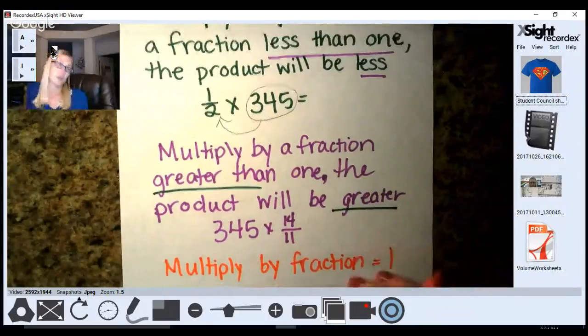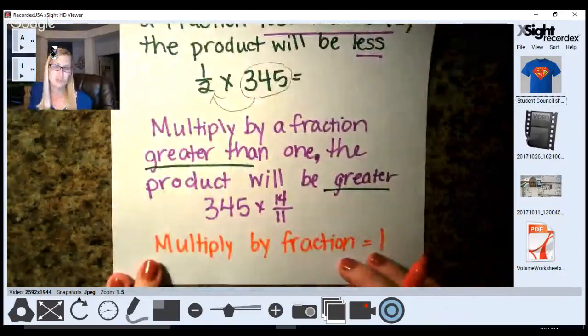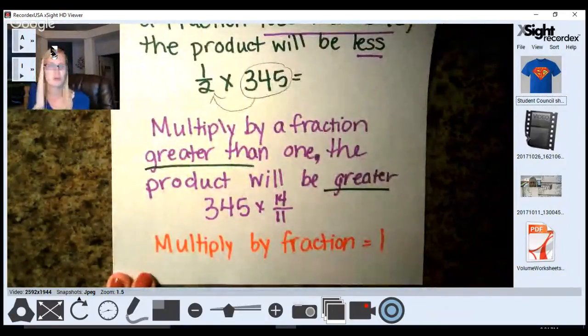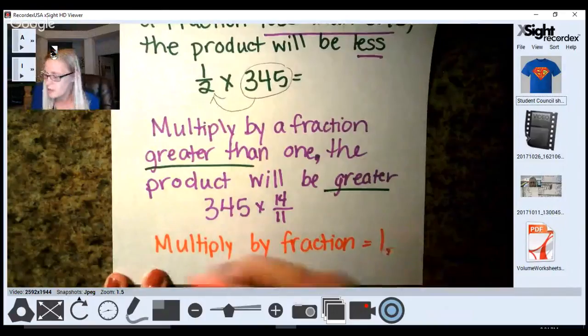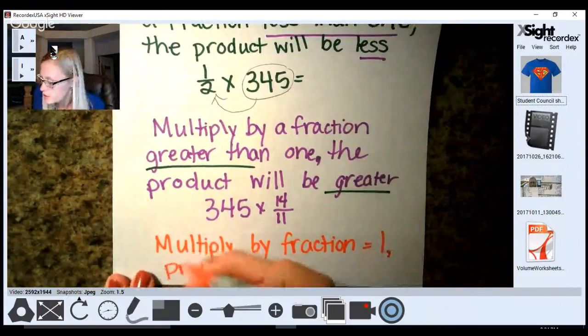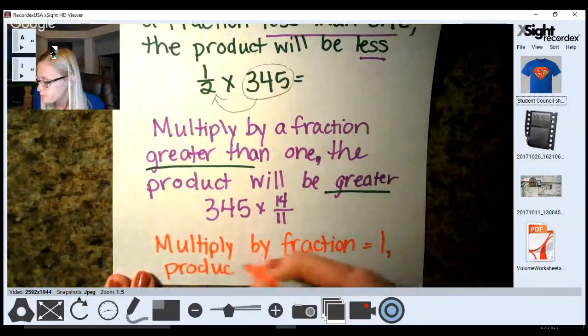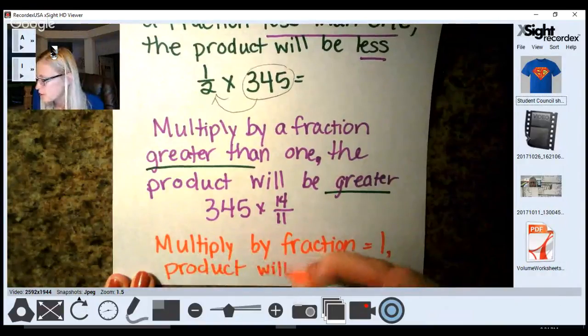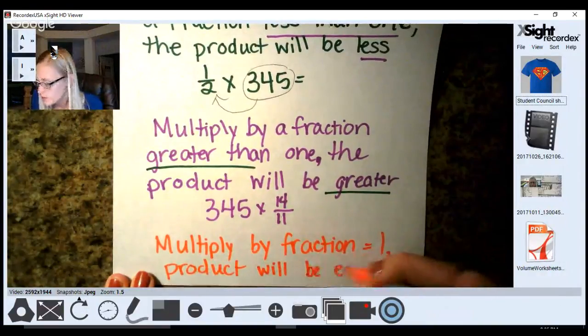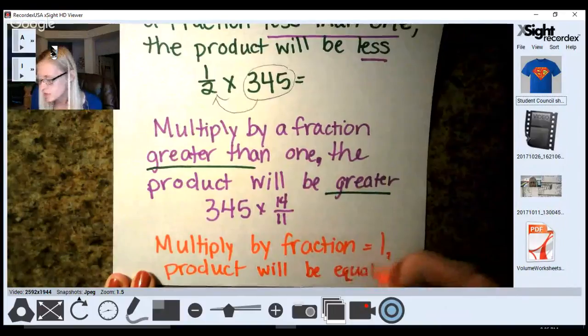And hopefully you remember this because this is like such a 3rd grade skill, really. Anytime you're multiplying by a fraction equal to 1, your answer will be equal. It's going to stay the same. So the product will be equal. It's not going to get bigger. It's not going to get smaller. It's just going to stay the same.